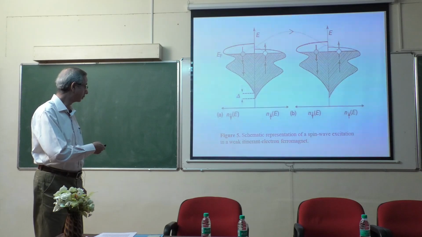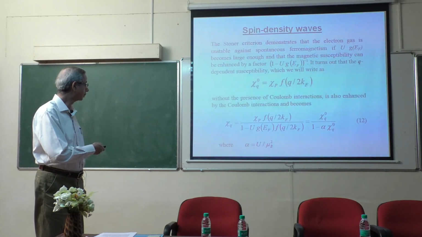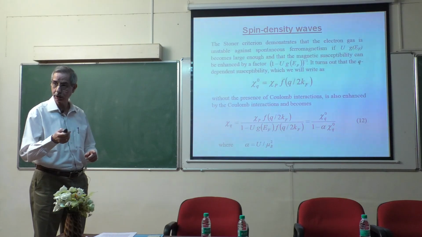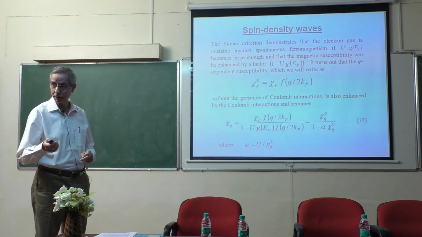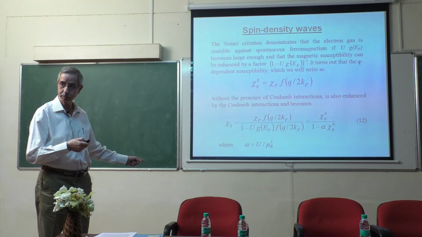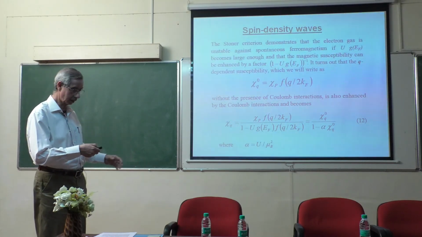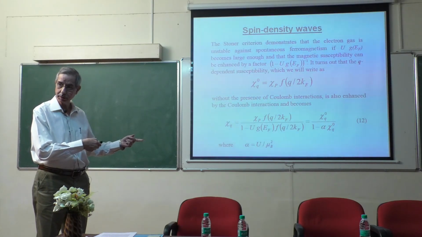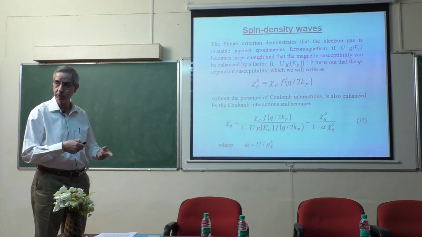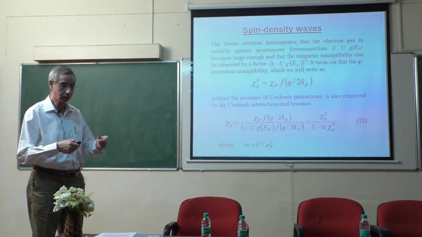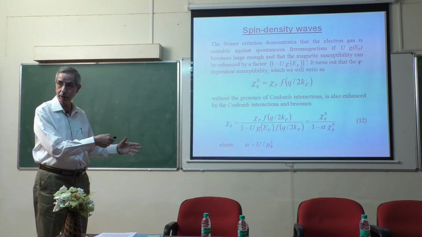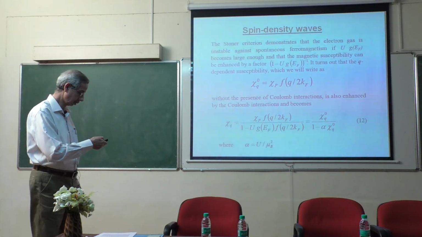That means this parameter, which earlier was U times GEF, is now replaced by alpha. Only this modification occurs, otherwise alpha contains the same information. It also behaves as an enhancement factor for the Q dependent susceptibility. When the interactions are present, because of these interactions you get this Stoner enhancement like factor in this.